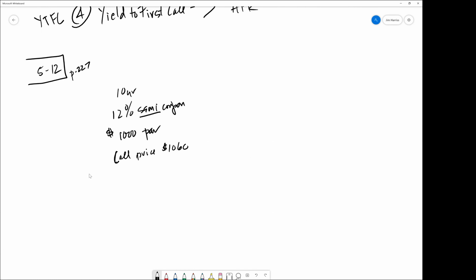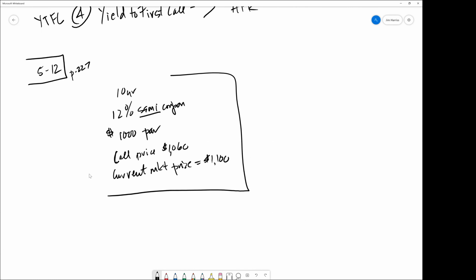And current market price of the bond is $1,100. Okay. So it's a little bit different from what I've just done, but this will give you an idea of how we're going to work this, and I'll work one out for you in just a second. All right, 10-year maturity, and let's see, and it can be called in 4 years. Right?